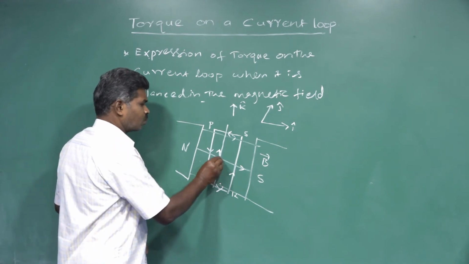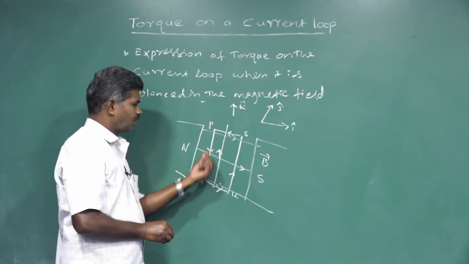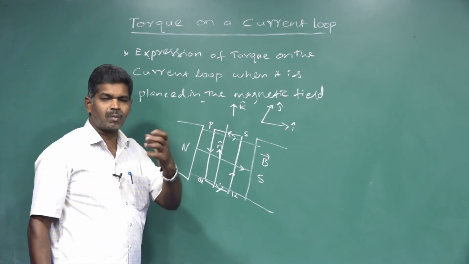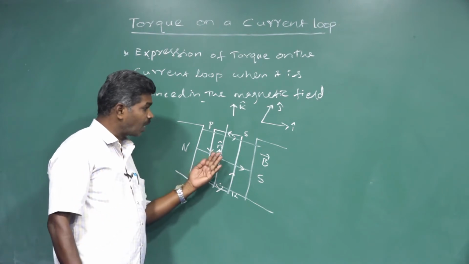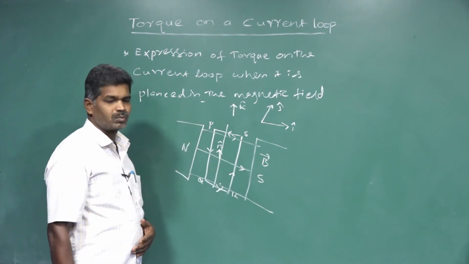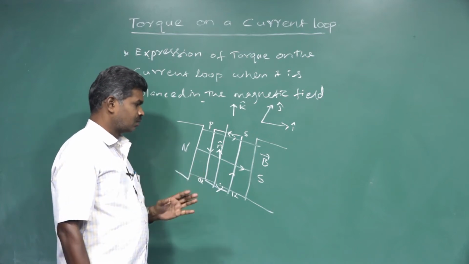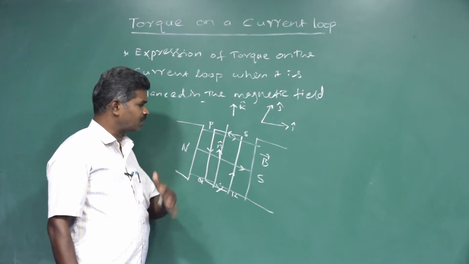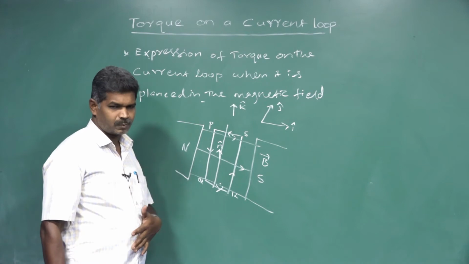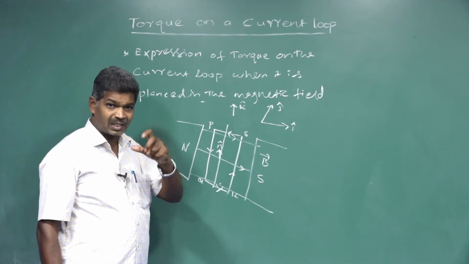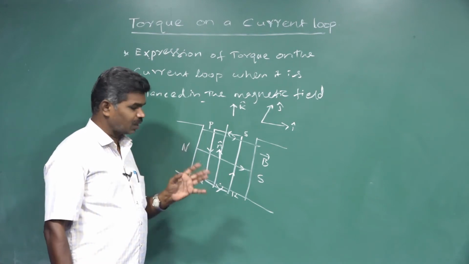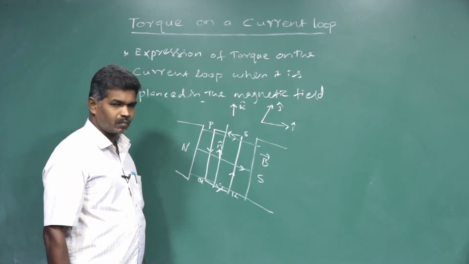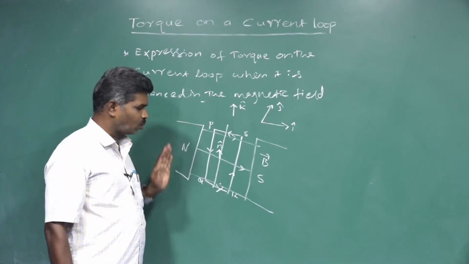That's why the arrowhead perpendicular to the plane of the loop is n cap. n cap is a unit normal vector acting perpendicular to the plane of the loop. This n cap describes the position of the coil in the magnetic field. That is, the orientation of the coil with the magnetic field is described by the normal vector n cap.